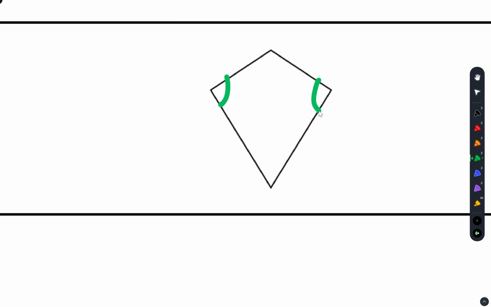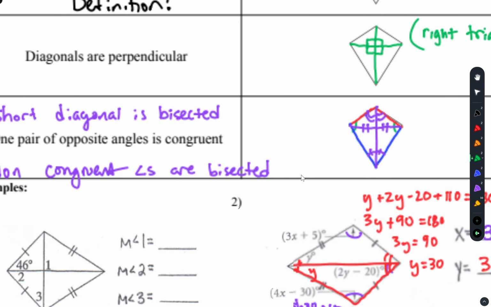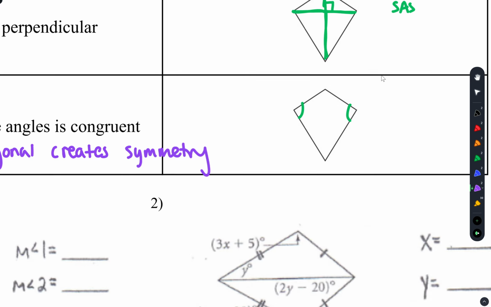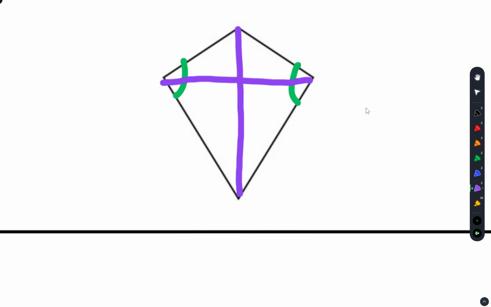What we're looking at here, and what I'm going to simplify this property down to, because from it we get a lot of extra properties, is that the long diagonal creates symmetry. Oops, if I can spell symmetry. So let's draw in that long diagonal. Actually, I'm going to draw in both of my diagonals. The long diagonal is this one right here.